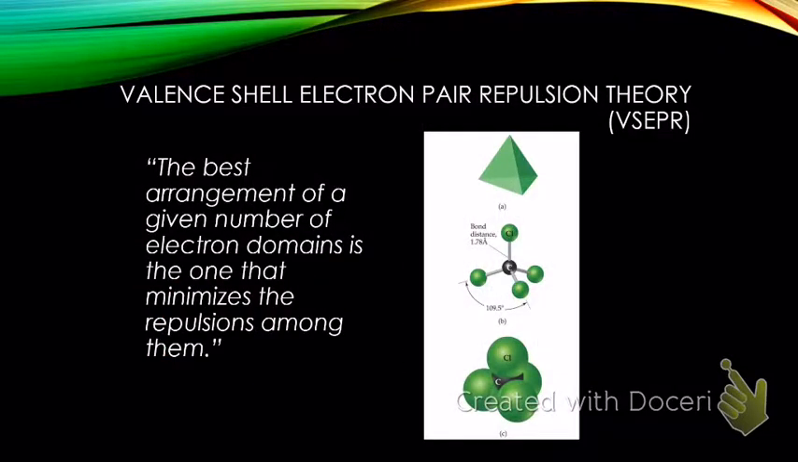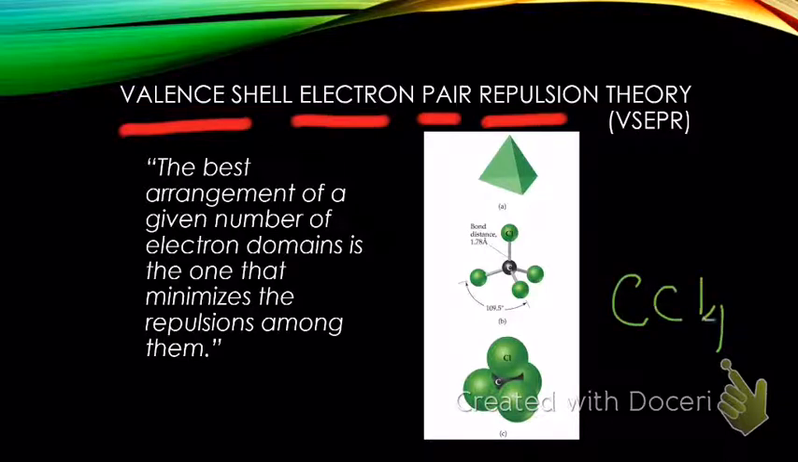Okay, so the VSEPR model stands for valence shell. But remember, the valence shell is the outermost electrons. So it's the valence shell electron pair repulsion theory. VSEPR or VSEPR model. And so here, this is for the molecule CCl4, carbon tetrachloride. We have carbon being the center atom, and it's making 4 bonds to 4 different chlorines. So the electron density kind of looks like a pyramid, the way that's shown up here.